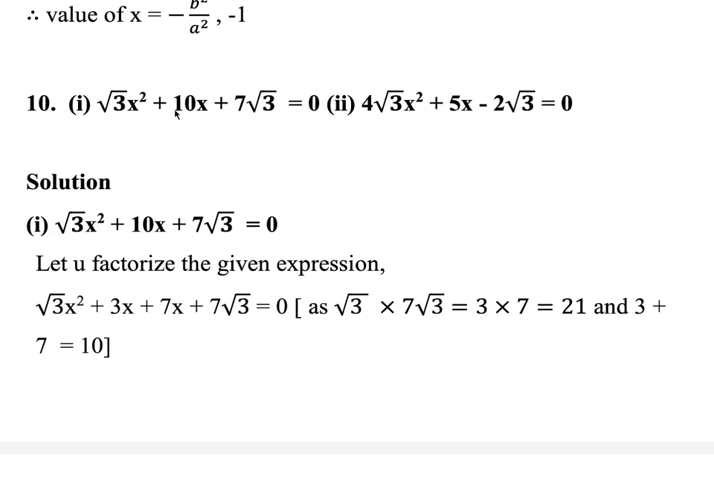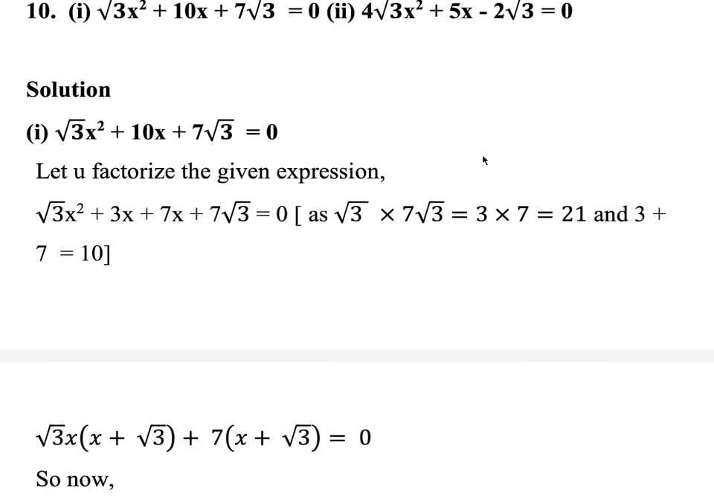Root 3 x square plus 10x plus 7 into root 3 is equal to 0, and 4 into root 3 x square plus 5x minus 2 into root 3 is equal to 0. So two equations are given over there. So let's write the first equation and factorize. We have to know a few things, that root 3 into root 3 is equal to 3, into 7 is equal to 21.